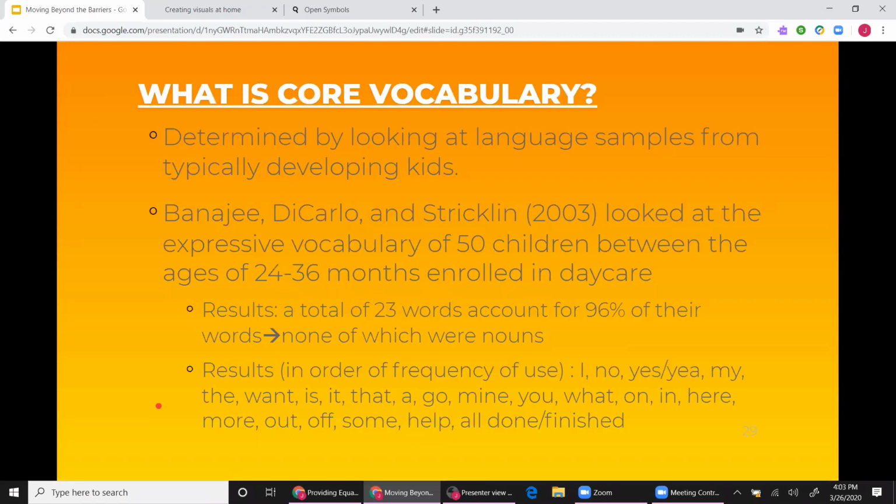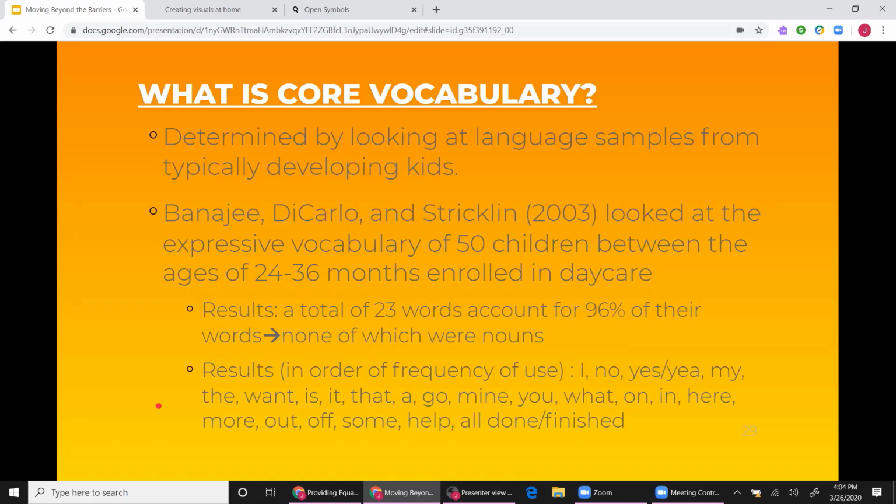How do we determine what core vocabulary is and what words we're targeting? This was determined by looking at language samples from typically developing kids. And again, another really commonly cited study is that from Banerjee, DiCarlo, and Strickland. What these researchers did is they looked at the expressive vocabulary of 50 children between the ages of 2 and 3 that were in daycare. And they basically did a language sample, and what they found is that 23 words accounted for 96% of what they said. None of those 23 words were nouns.